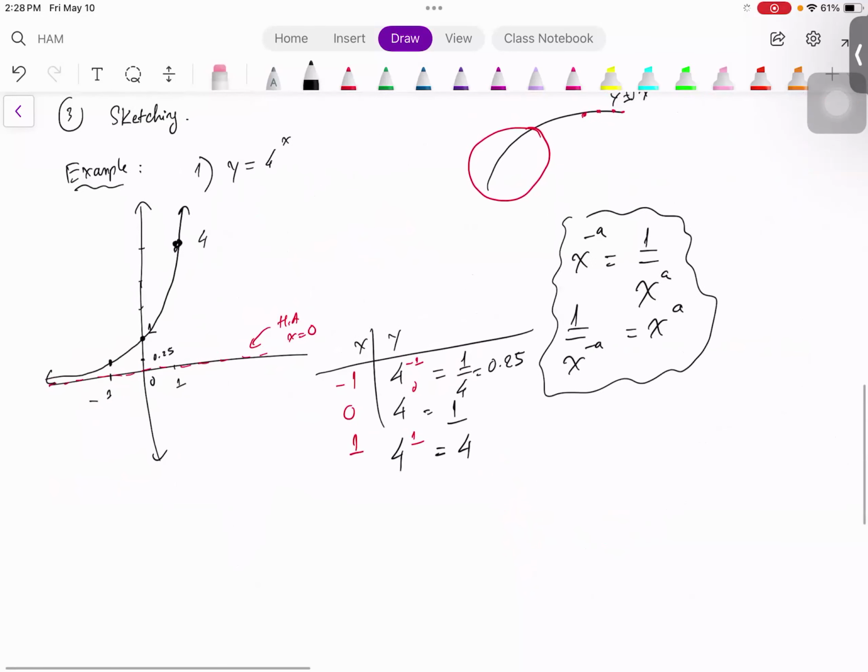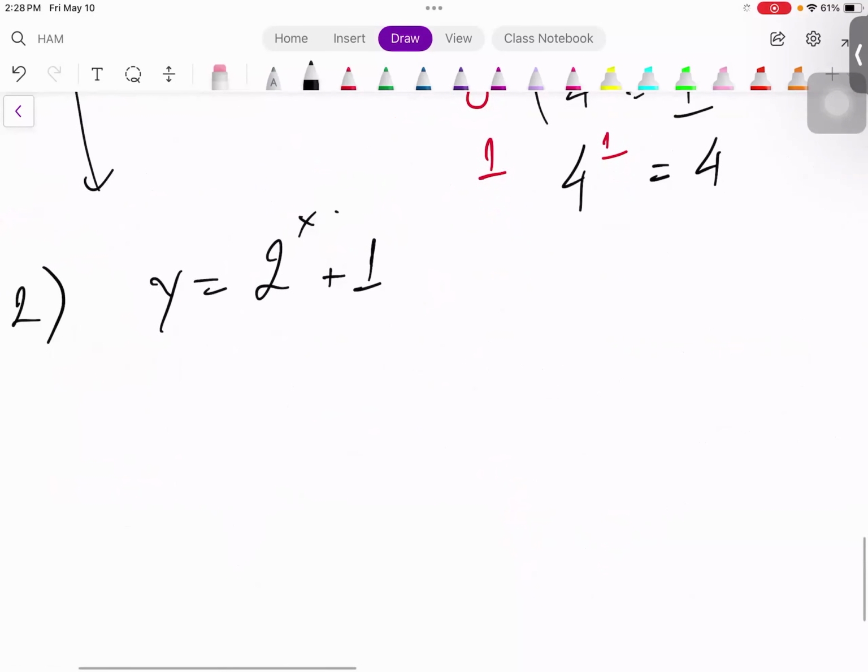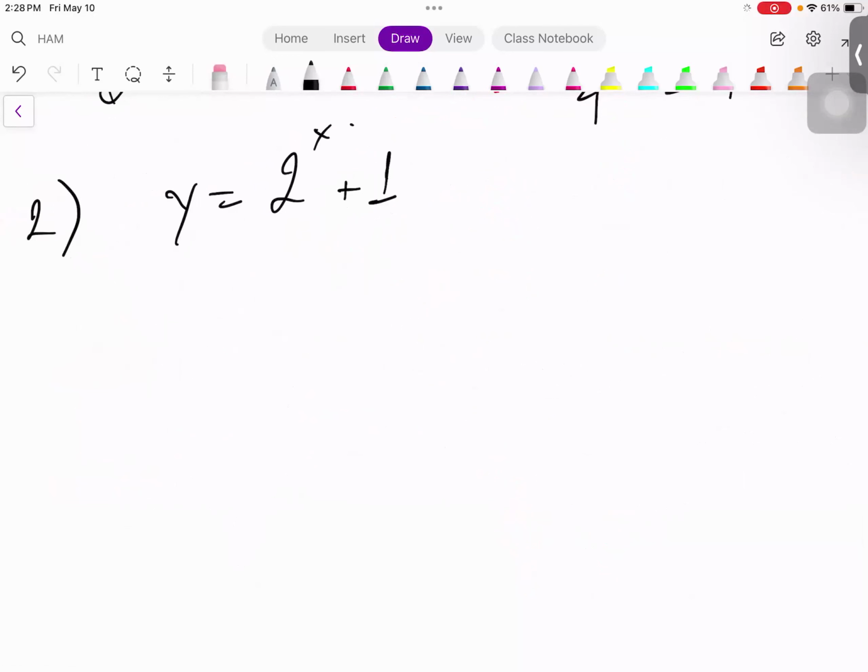All right, let's do the second example. y equals 2 to the power x plus 1. Now the HA is not x equals 0 anymore, but it is 1. Good job. You got it. Okay, 4 minutes. Let's go. Do it on a mini whiteboard.